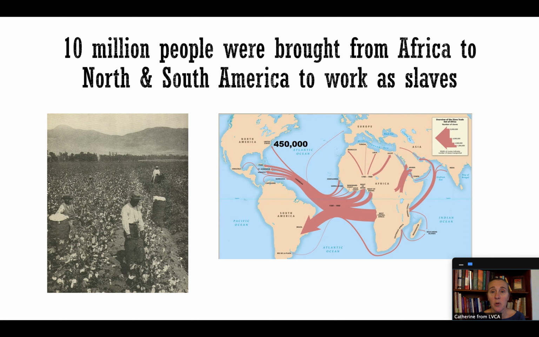10 million people were brought from Africa to North and South America to work as slaves. About 500,000 people were brought to the United States to work as slaves. Even though the idea of our country was that everyone is created equal and that we will all have freedom, for many, many years in the early part of our history, that was not true for the people who were brought from Africa to be slaves.